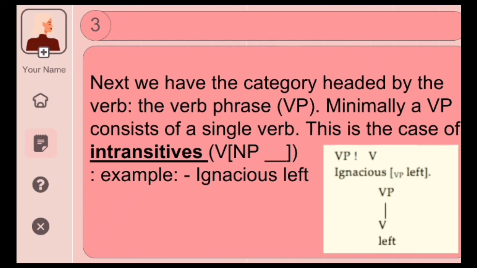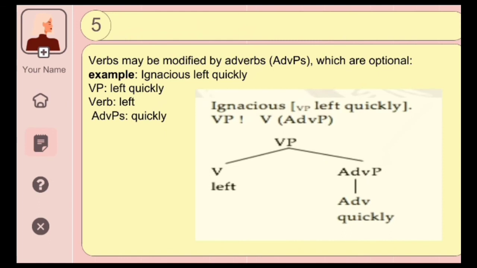This is the case of intransitives, as opposed to verb plus noun phrase. Our example here is Ignacio left. Our verb here is the word left. And of course, always remember that verbs may be modified by adverbs, which are optional. For example, Ignacio left quickly. Our verb phrase there is left quickly. Our verb is left, our adverb is quickly.